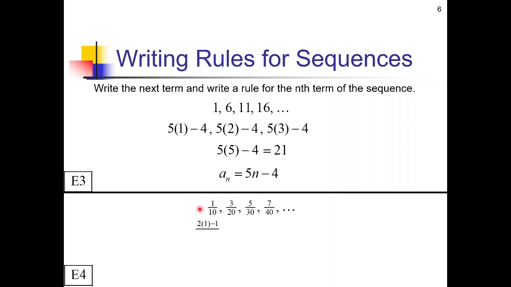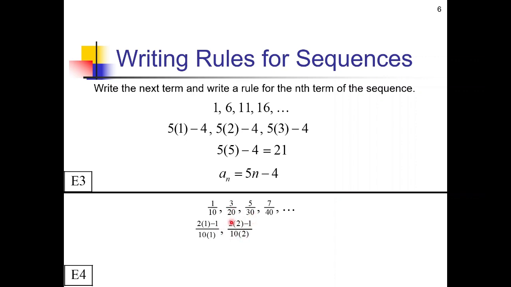And now for the denominators, let's just look at those. 10, 20, 30, 40. That's pretty straightforward. It's just 10 times 1, 2, 3, and 4. So we've got 10 times 1 there. For the next one, is this going to be 2 times 2 minus 1 over 10 times 2? Well, this would be 3 over 20, which matches what I have there.